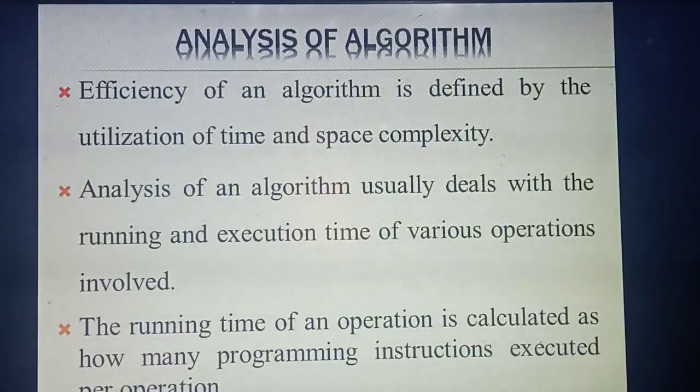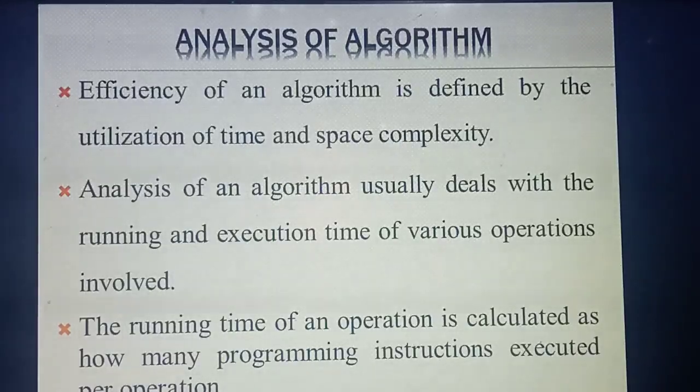Likewise, based on the code, or based on the operations you are using inside the program, it will take some time to execute. This running time is calculated by how many instructions are executed per operation. For example, you are going to add two numbers, and you write one function. How much time it takes to execute that function within a second, that is called running time.